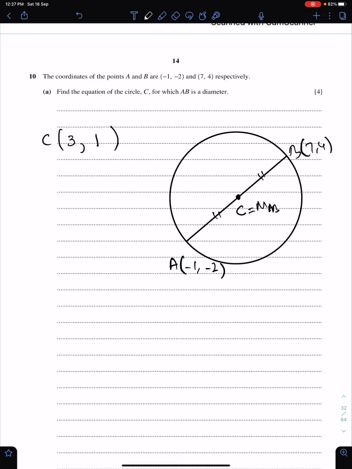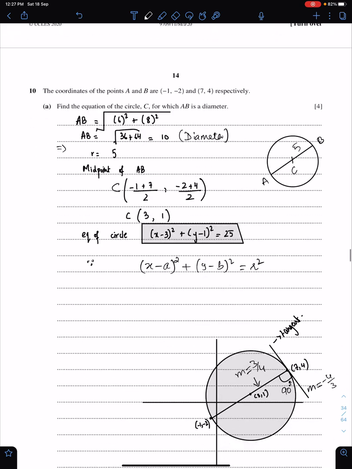And now we need radius. For radius, you can find length of AB and divide it by 2. You have the option, you can do anything, AB upon 2 or CB or AC. So radius is, let me check it from the solution, radius is 5.